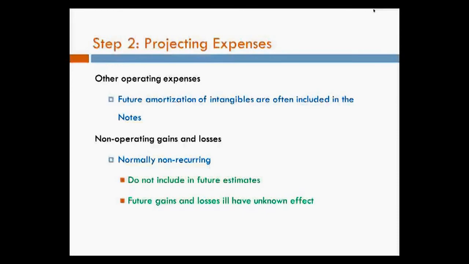For amortization of your intangibles, you should look at the notes of your financial statement, and it should tell you how you should amortize it in the future. If you have non-recurring gains and losses, don't include them in your future estimates, because even if you had gains year after year, that's no proof that you'll have gains in the future. You don't know what the future holds, let's say for marketable securities, or something like that.